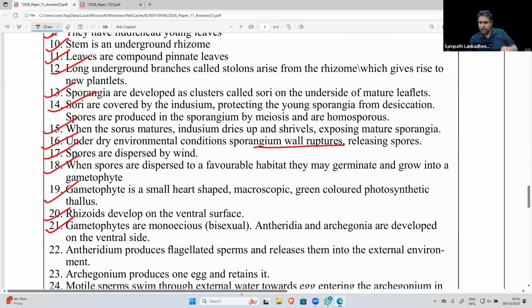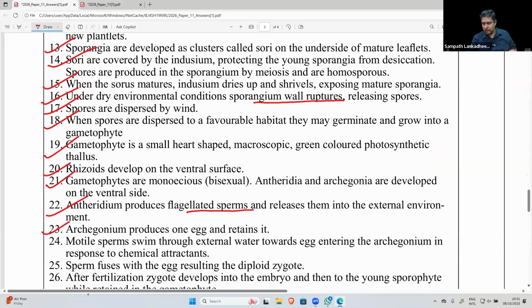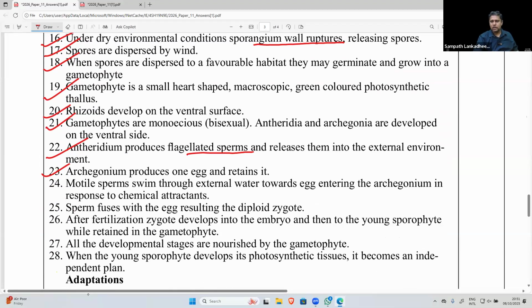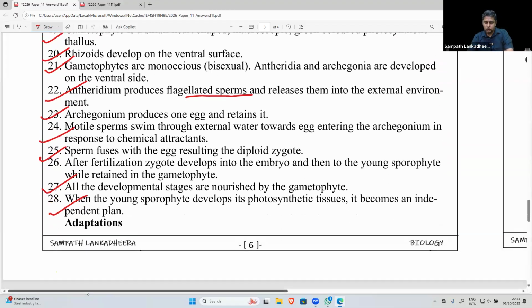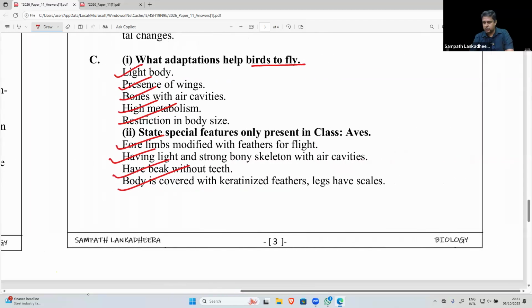The gametophyte is monoecious. Antheridia and archegonia are developed on the ventral side. Antheridia produce sperms and archegonia produce egg cells. The motile sperms swim with external water into the archegonium. A sperm fuses with the egg. After fertilization, the zygote develops into the embryo. All the development stages are nourished by the gametophyte. When the young sporophyte develops, its photosynthetic tissue becomes independent. Right, that's all. Life cycle details are simple, so learn the life cycle and write that information.